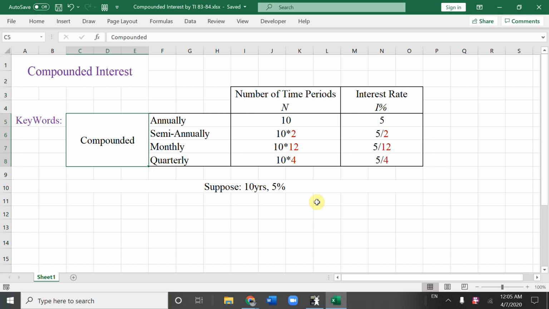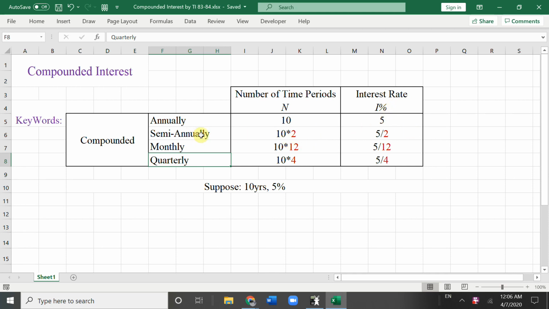Let's do some problems. You need to look for the keywords. First, once you see the word compounded, focus on the keyword right after it. Here we have annually, semi-annually, monthly, and quarterly. Then for N, the number of time periods, annually is the simplest. Suppose with 10 years at 5%, you just enter 5, because we already have the percent symbol on our calculator.